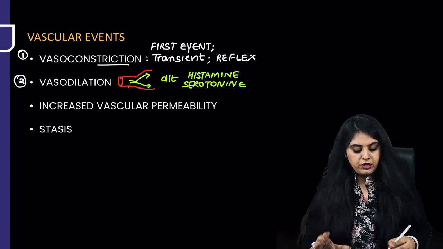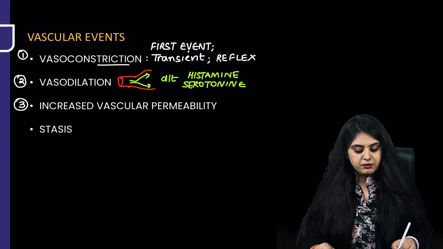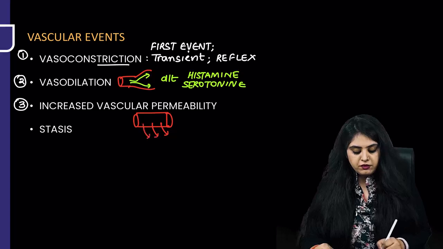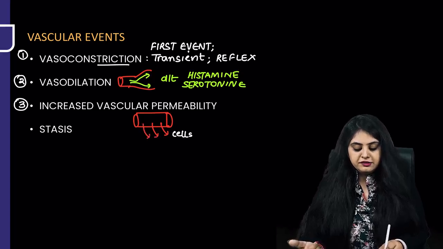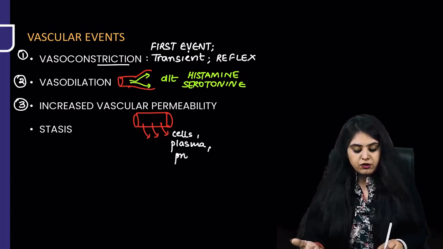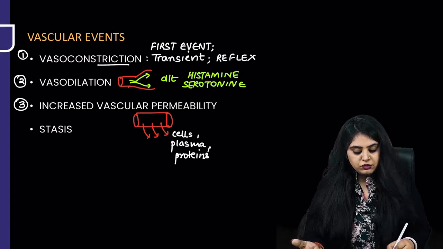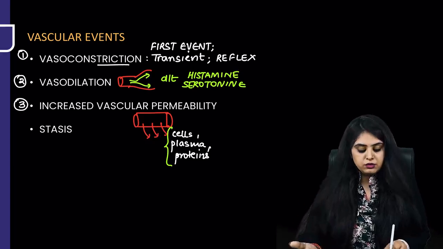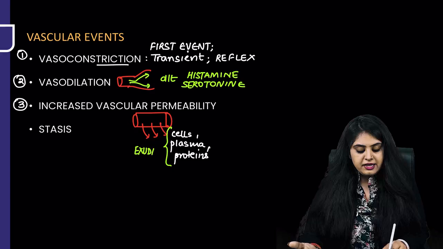Now coming to the third point, increased vascular permeability, which means that if this is a blood vessel, everything is going to come out of a blood vessel. What all will that include? Cells will come out. Water, plasma will come out. Plasma will have a lot of protein, so they will also come out. So that means all these things together, cells, plasma, proteins, what are they known as? They are together known as exudate.